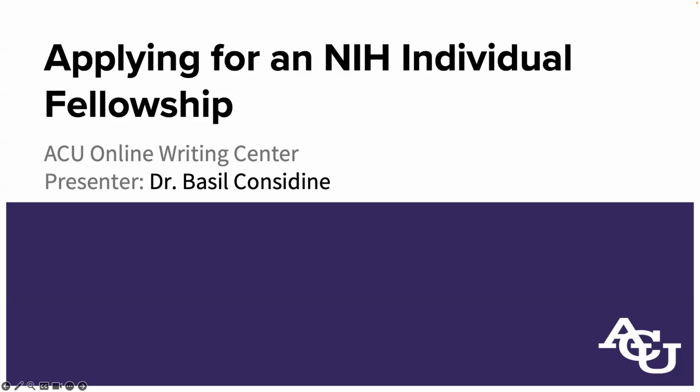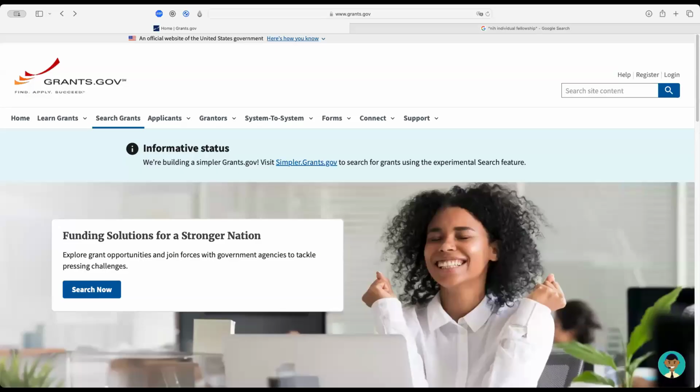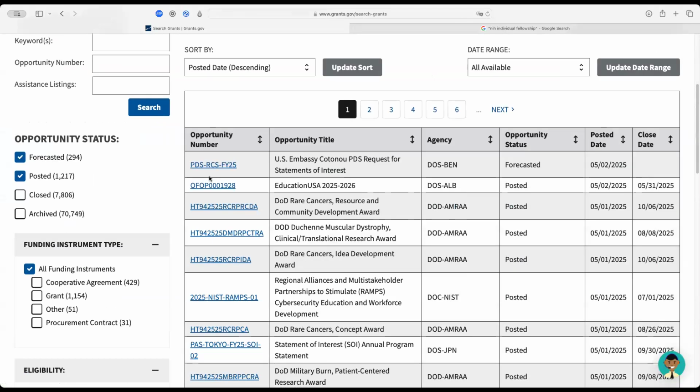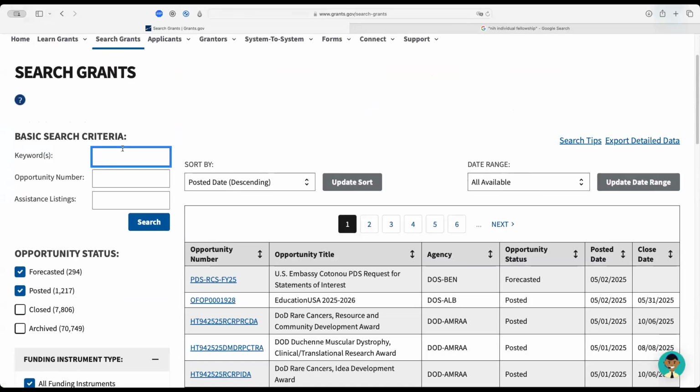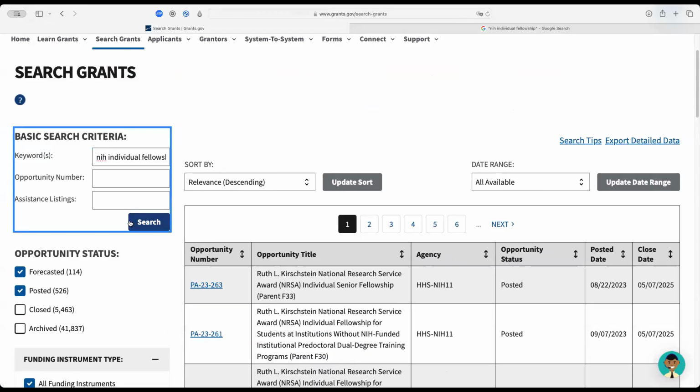So I went ahead and I loaded up grants.gov. And if you're not familiar with it, grants.gov is a central clearinghouse for identifying federal, which is to say, the US federal government, for identifying federal grants. So if I go to grants.gov and then I say I want to go search for grants, I could do just a keyword search. NIH individual fellowship, great. And you see that actually a great deal of stuff comes up.